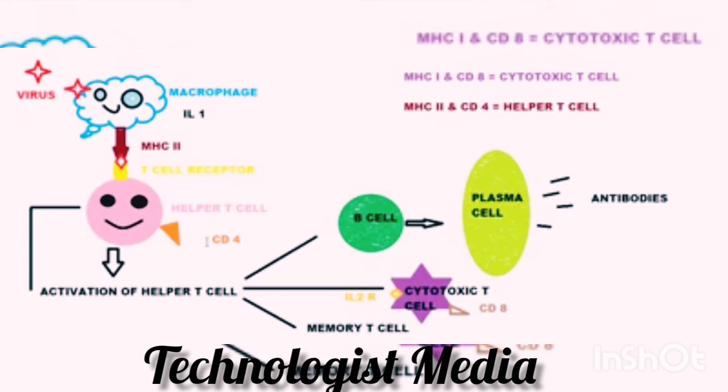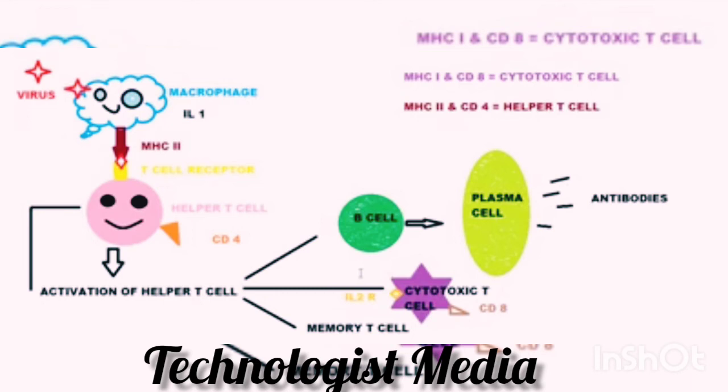Once the macrophage has produced interleukin-1 and has processed the viral epitope in association with the major histocompatibility complex 2 protein, it binds to the T cell receptor on the helper T cell, and this helper T cell gets activated. When the helper T cell gets activated, it produces 4 functions. The first one is the B cell. It activates the B cell by producing 2 interleukins, interleukin-4 and interleukin-5. This causes the activation of the B cell, and it gets converted into a large plasma cell that releases antibodies.